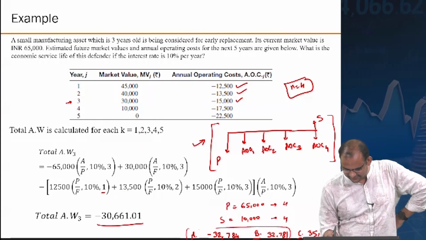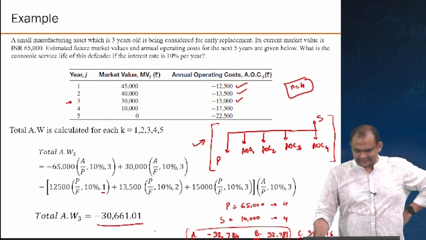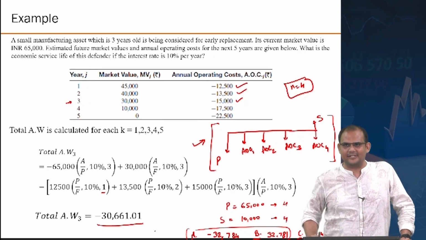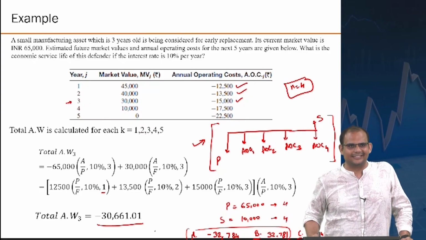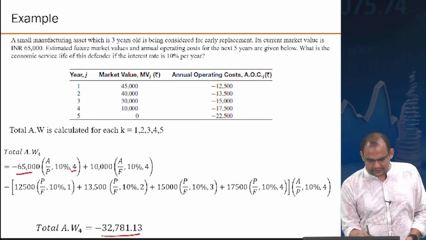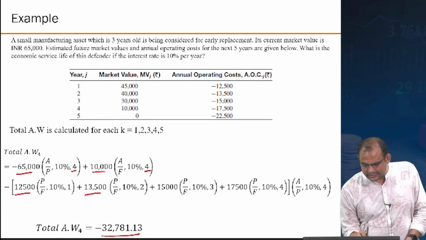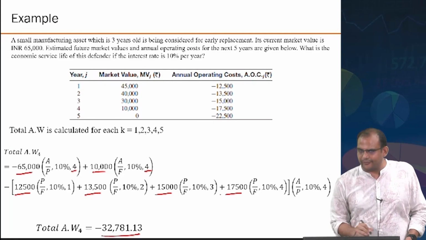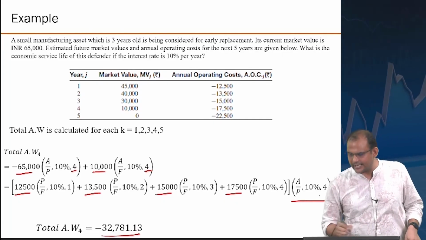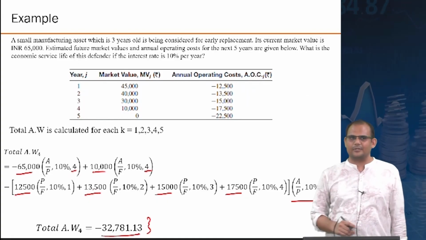These are fine. What's happening with C and D? D also I can still understand, maybe you did not take a couple of decimal points, but C, yeah, concept-wise remains the same. 65,000 distributed for 4 years, 10,000 distributed for 4 years, year 1 AOC, year 2 AOC, year 3 AOC and year 4 AOC combined, brought to present worth using P by F, distributed using A by P for 4 years. If you do the calculation, this comes out to be 32,781.